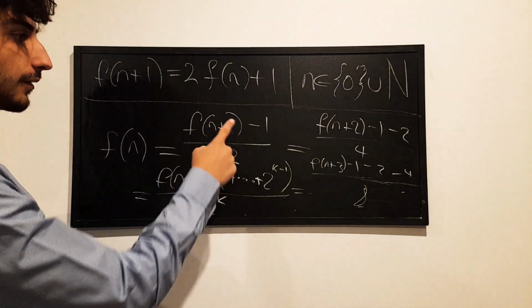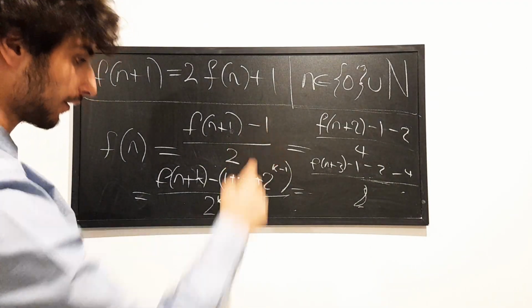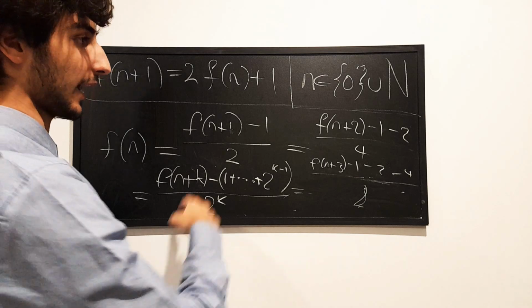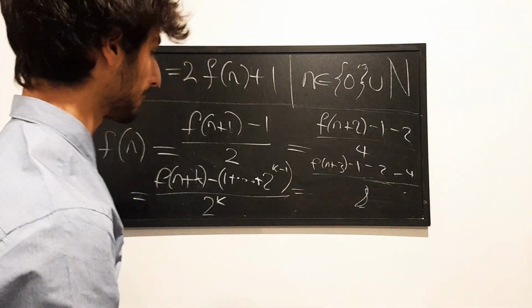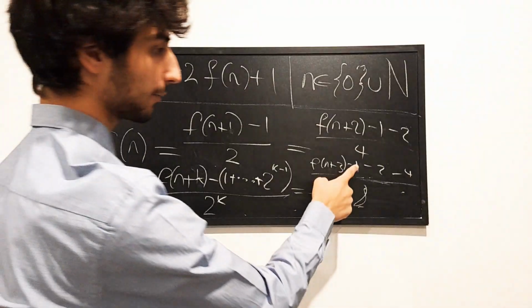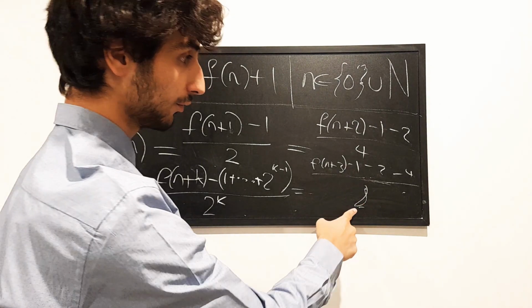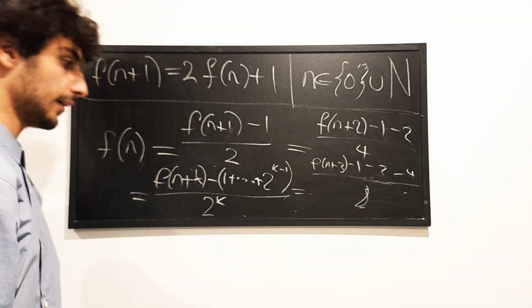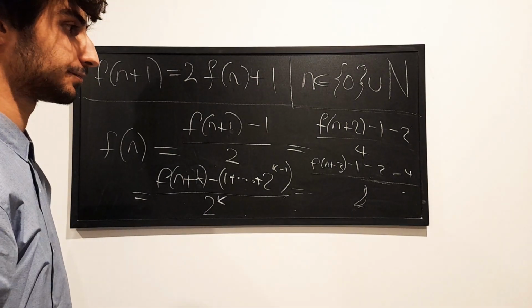When k equals 1, we get n plus 1, we get 2 to the power of 0 and 2 to the power of 1. When k equals 2, we get 2 to the power of 0 and 2 to the power of 1 and 2 to the power of 2. And when k equals 3, we get 2 to the power of 0, 2 to the power of 1 and 2 to the power of 2 over 2 to the power of 3. So that matches nicely with our general formula over here.